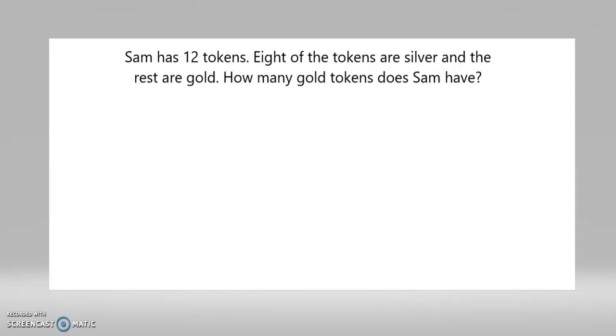So Sam has 12 tokens. Okay, 12 all together. Then we know that 8 of those tokens, though, are silver and the rest are gold. We're not told how many gold tokens he has. So that's what our question is asking. How many gold tokens? So I'm going to circle that in red again. That's the answer that we're going to be looking for. How many gold tokens?